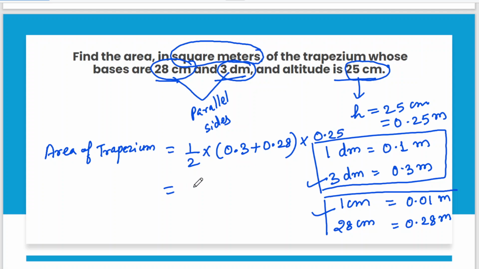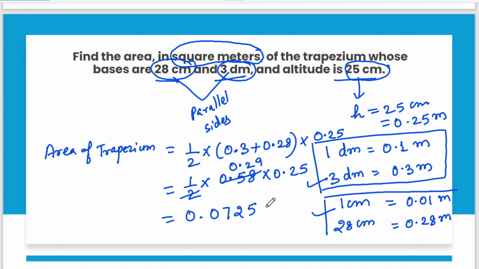Okay. Now this is half into 0.58 into 0.25. So you can cut this, 0.29 times, and the final answer will be 0.0725 meter square. Okay, so this is your final answer.